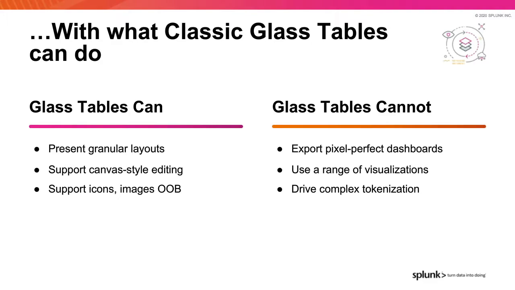On the other hand, glass tables, powerful in its own right, allows for an almost opposite set of capabilities. It allows for users to present granular layouts, pixel-perfect canvas-style editing experiences, and supports icons and images out of box. But it cannot, again, export dashboards, use a wide range of visualizations, or do any sort of complex tokenization for drill downs without actually driving into another dashboard completely. And so what we've seen here is that Simple XML and Glass Tables have their own strengths, and we really want to combine these two into a single unified framework that can do the best of both. So this is where the dashboards beta comes into play here.